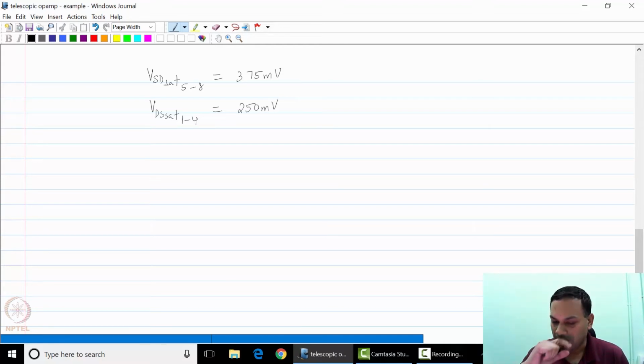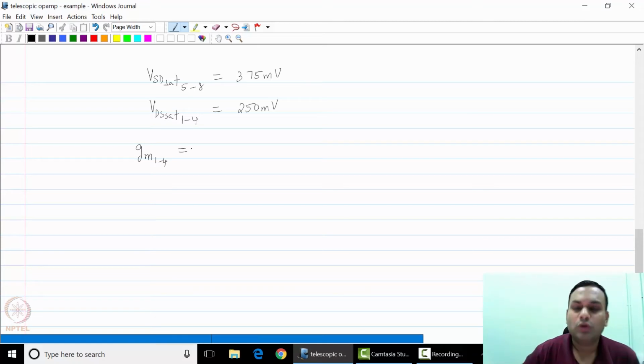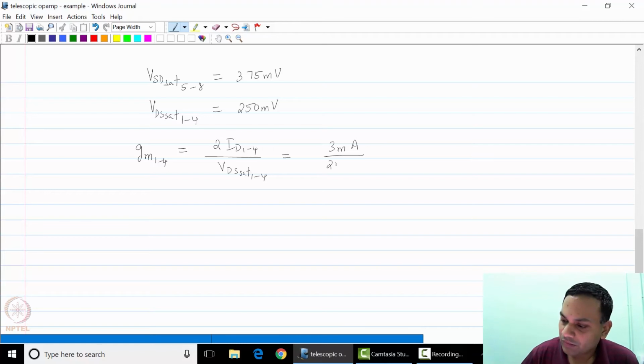Now let us start with the signal portion of the circuit, and let us say that we want to calculate the GM of the input pair. So we will write down the GM expression for the input pair as follows. This is nothing but 2ID1 over VDSat of 1 to 4, and this is 3 milliamps over 250 millivolts. So therefore the GM of the input devices is 12 millisiemens.